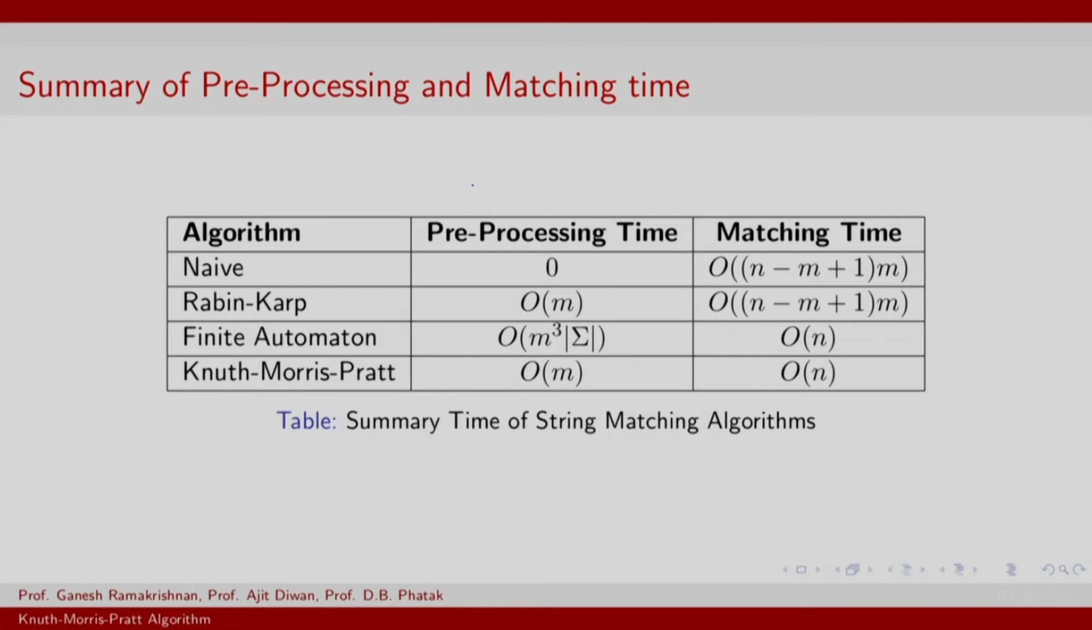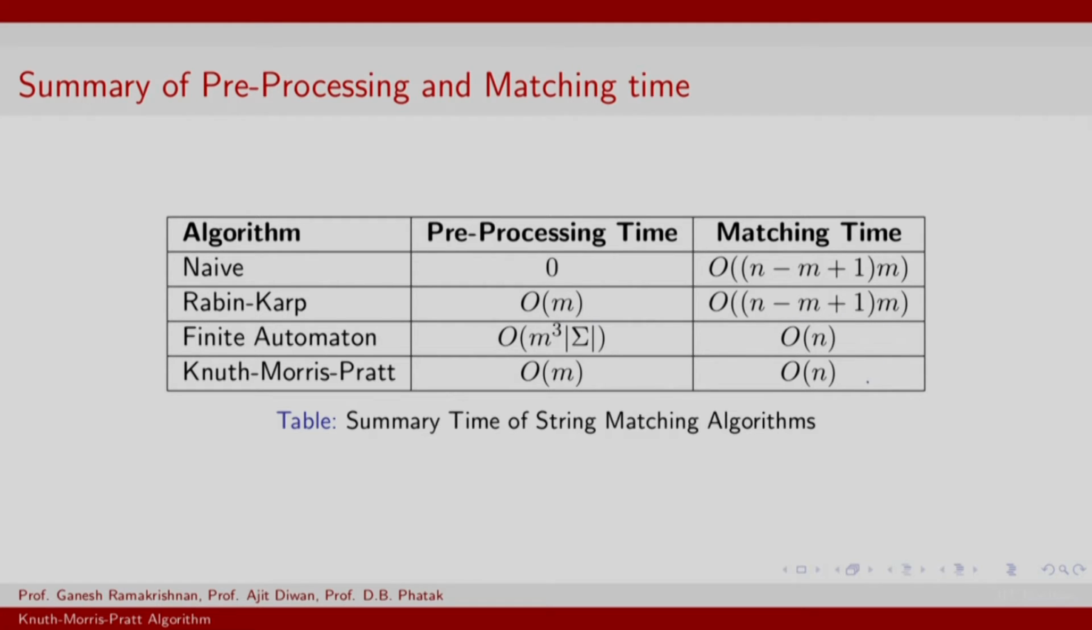So here we go. The naive algorithm had no pre-processing on the pattern but required a significant amount of time for matching the pattern on the text. It's order of n minus m plus 1 times m. The Rabin-Karp algorithm incurred linear time in pre-processing the text. Recall that this was using hash functions, but the matching time did not reduce significantly. In fact, it was still order of n minus m plus 1 times m.